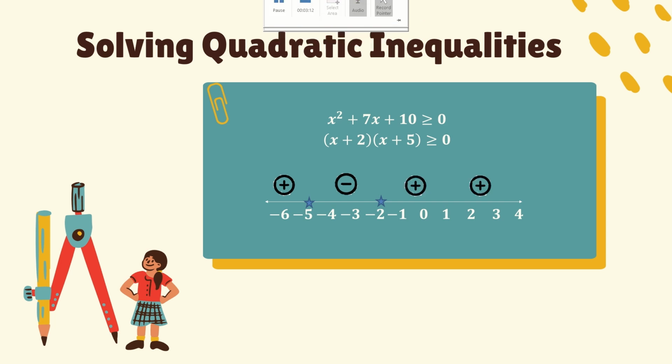So because the inequality asks us to find the solution greater than or equal to 0, which means positive, the solution we've got from this number line is these two regions. So the solution is x less than or equal to negative 5, which is this region, or x greater than or equal to negative 2, which is this region.